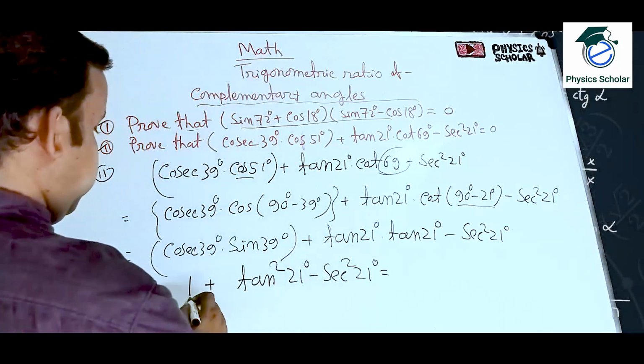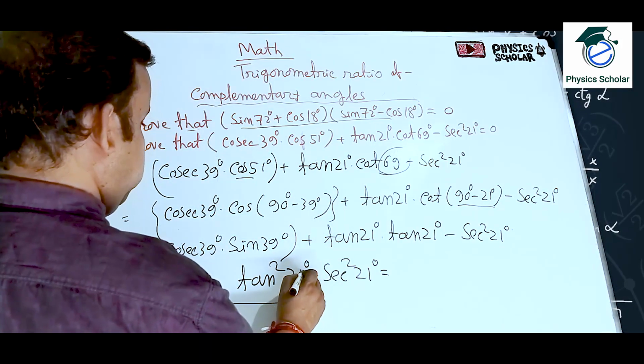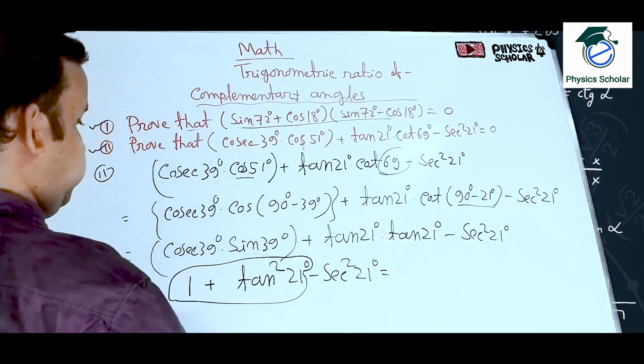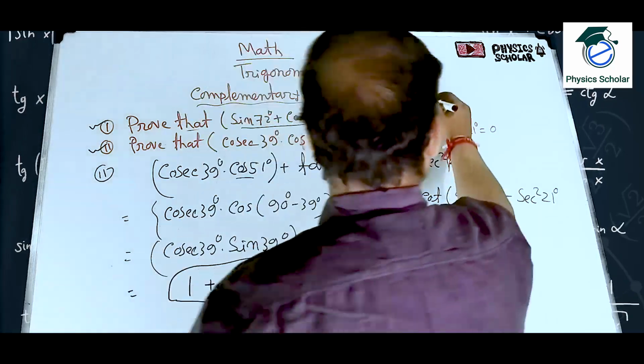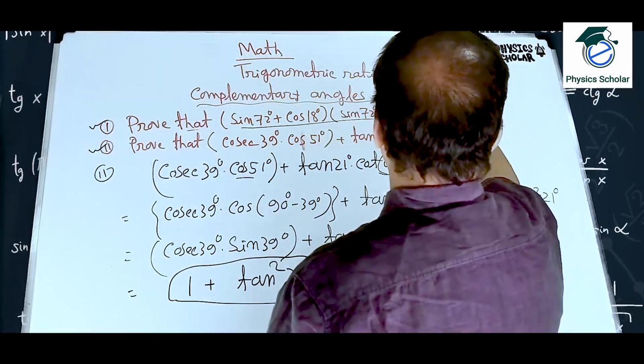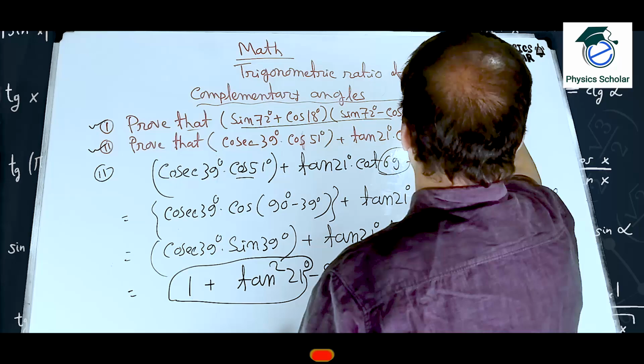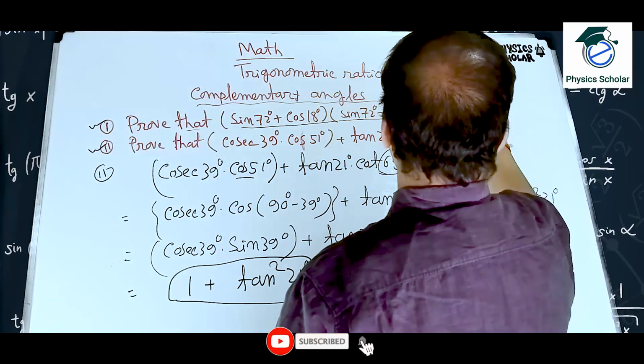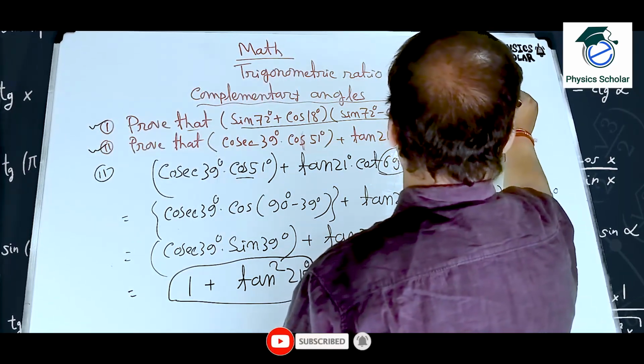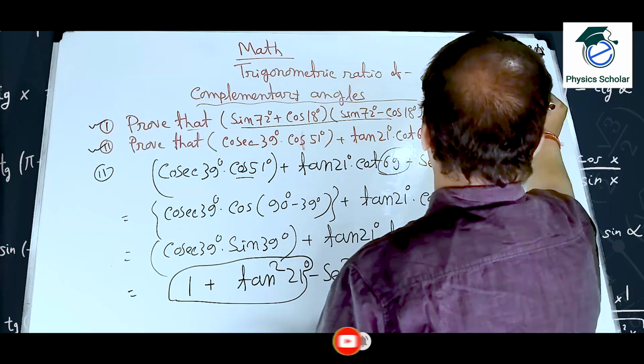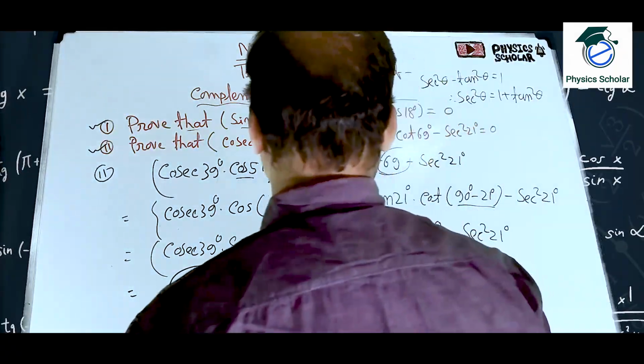1 plus tan square theta. 1 plus tan square theta means what? 1 plus tan square theta means sec square theta. Why? Because we know that sec square theta minus tan square theta is equal to 1. Therefore, sec square theta is equal to 1 plus tan square theta.